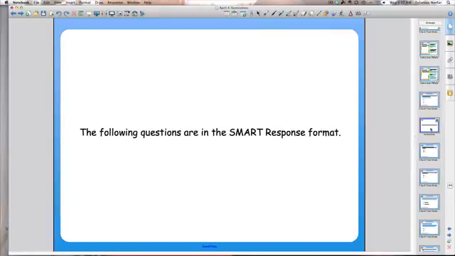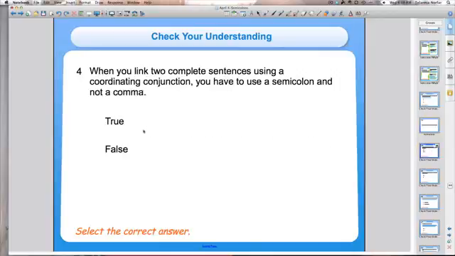So now let's get ready to use our clickers, our Smart Response XE. If you do not have a Smart Response system, then we'll just reveal the answers after everyone has written down their answer. You know the answer. So here's our first one. Pause the video until everyone has done answering the question, and then we'll reveal the answer.